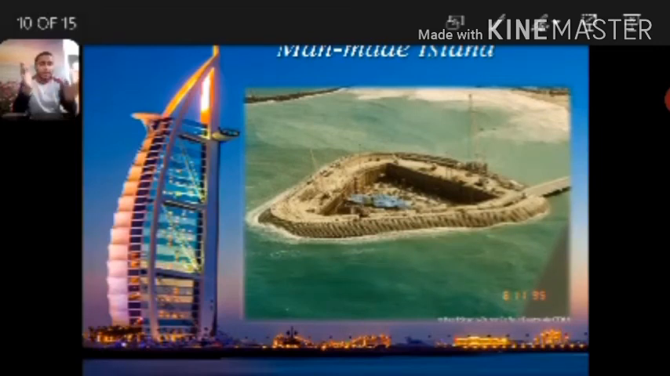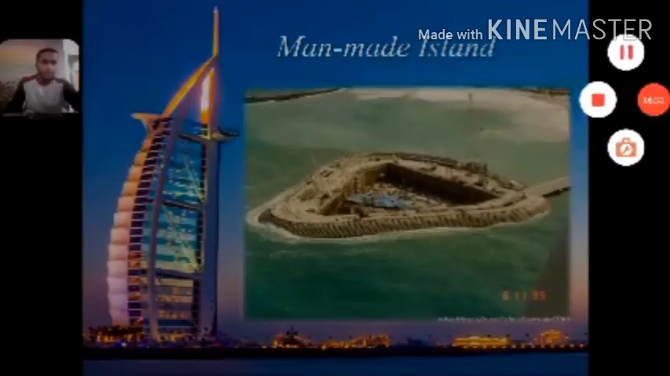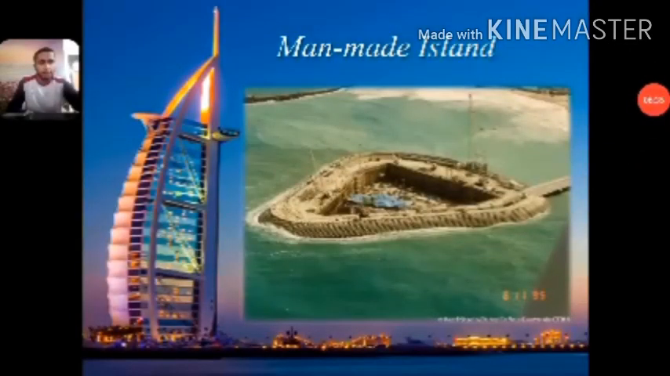Using this trick, the potential threats to the man-made island were completely eliminated. The foundation was rigid. The waves had no effect on the man-made island. So now the man-made island could hold the world's luxurious hotel in place. Thank you so much. The next slides will be explained by my colleague.